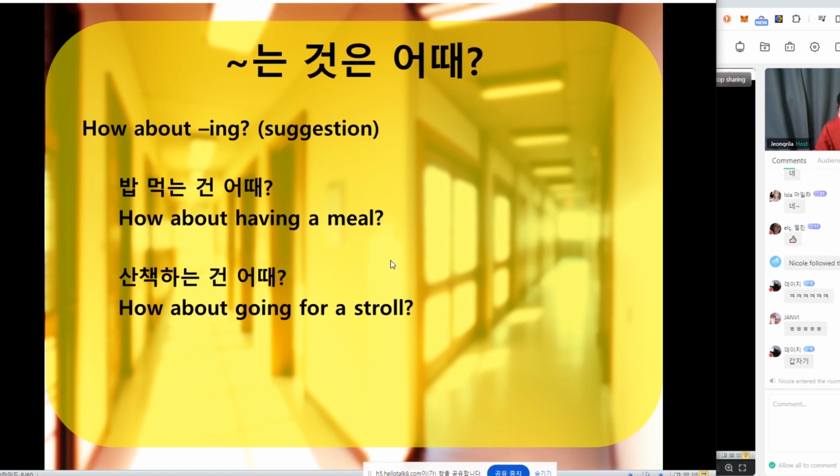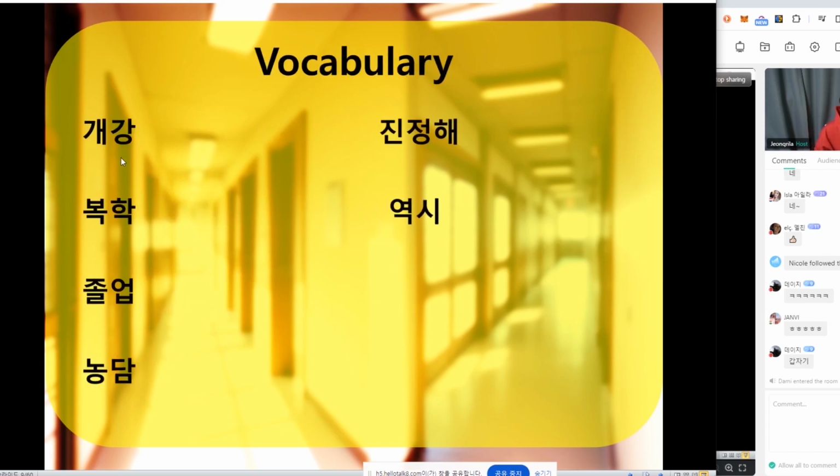Okay. 자, 여기까지가 grammar 포인트고요. 오늘 하게 되는 vocabulary, a little bit. There might be some fundamental vocabularies in our material today. 자, 첫 번째, 개강. 자, 따라해 볼까요? Repeat after me. 개강.